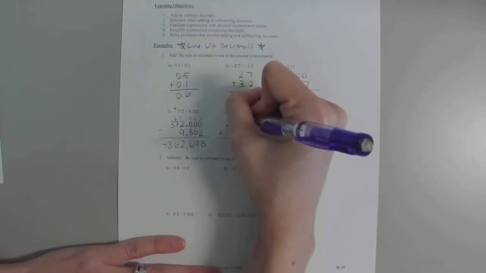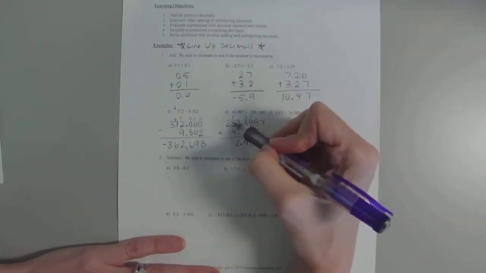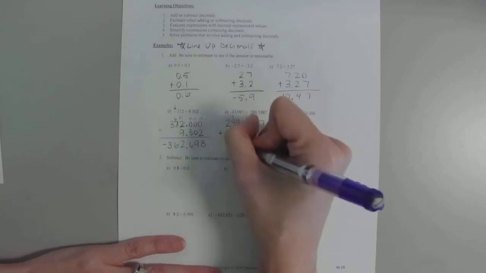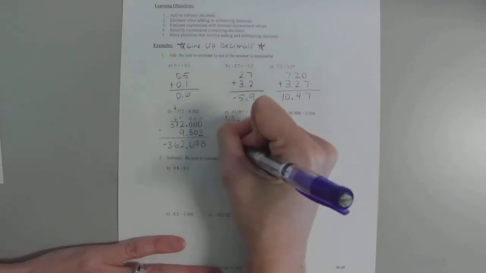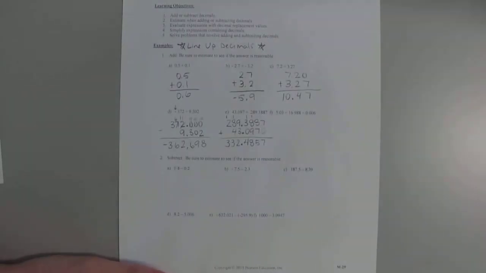What's 9 plus 3? 12. Put your 2, carry your 1. 1 plus 8 is 9. 9 plus 4 is 13. So put your 3, carry your 1. And 1 plus 2 is 3.